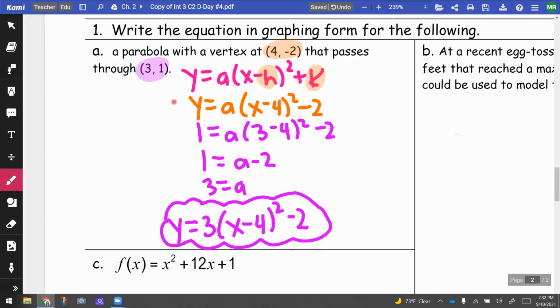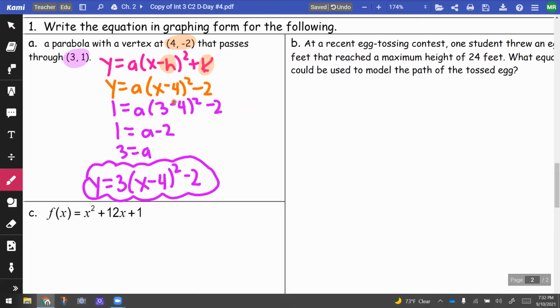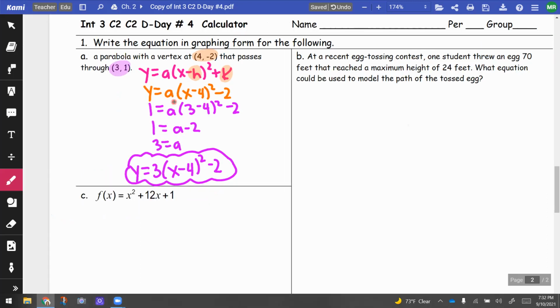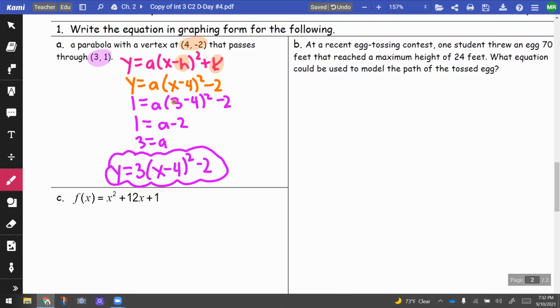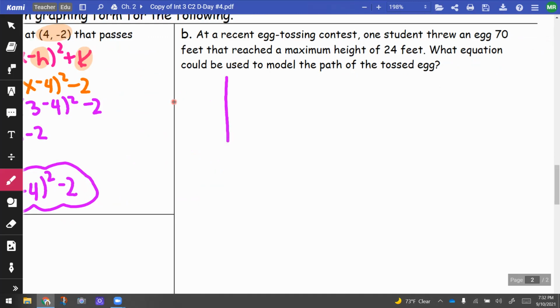On B, very similar, but we're going to draw a picture for this. But again, it is going to be a parabola. So we're tossing an egg, and let's see, it went 70 feet across, and it reached a maximum height of 24. Okay, so let me zoom in. So if I'm graphing this, I'm going to start it at 0, 0.